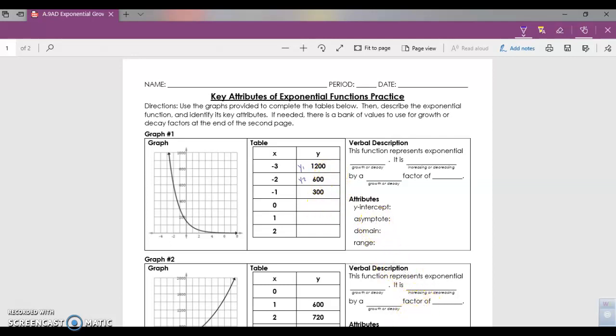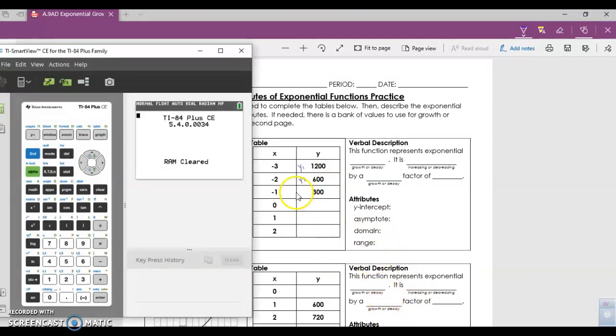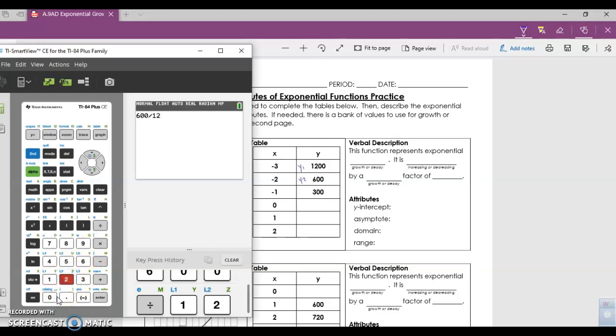Now, lucky for me, I've got a handy dandy calculator app that I just downloaded from TI. It was free for 6 months. It's fantastic. So just type in 600 divided by 1200, and I get 0.5. So this means this is actually my growth or decay factor.